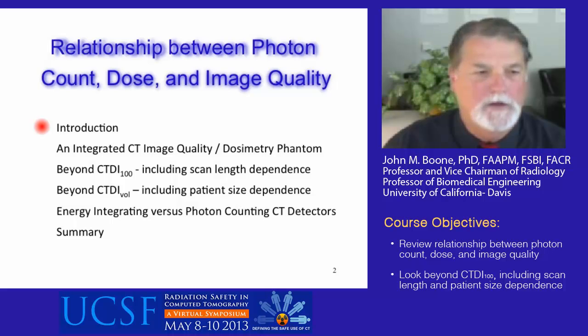a number of groups have been working on, and then talk about ways that we can improve dosimetry both by incorporating the scan length as well as the patient size into that computation. And then we'll talk about some of the promise of photon counting detectors, which might lead to lower dose CT scans, and then a quick summary.